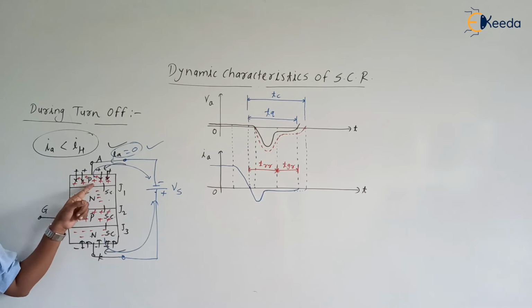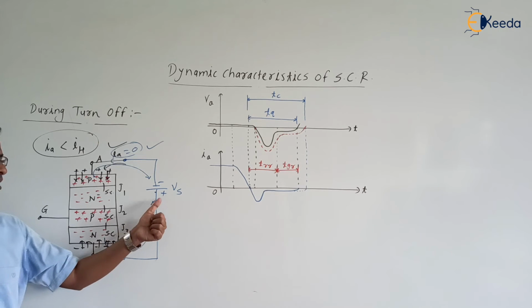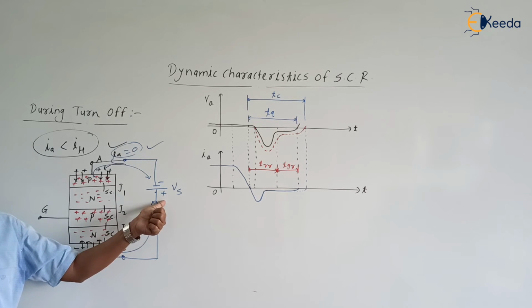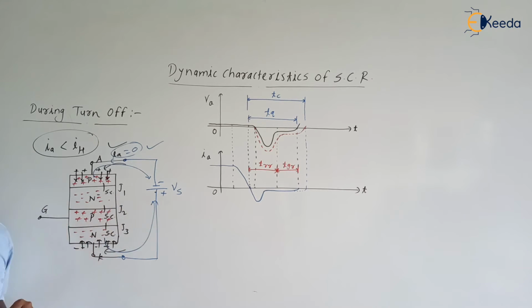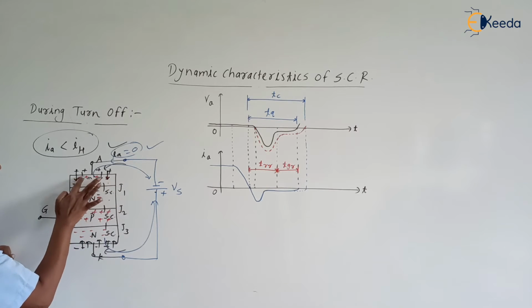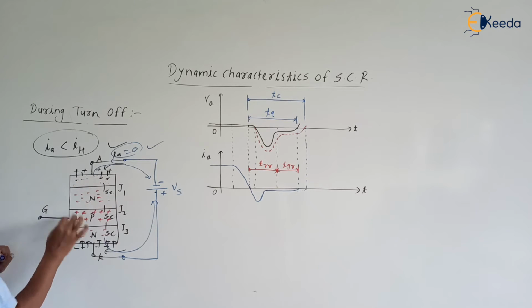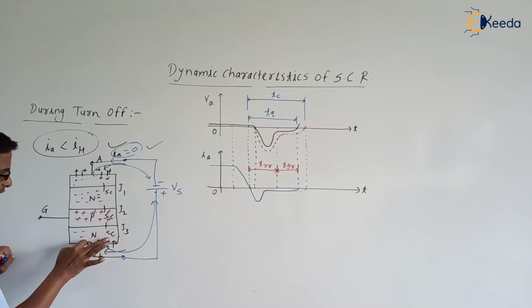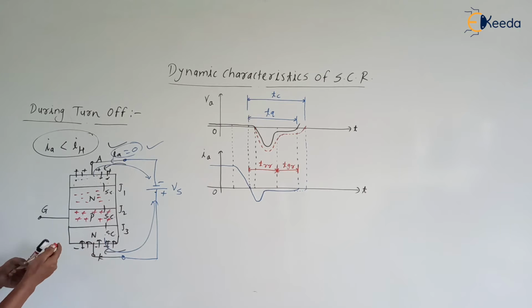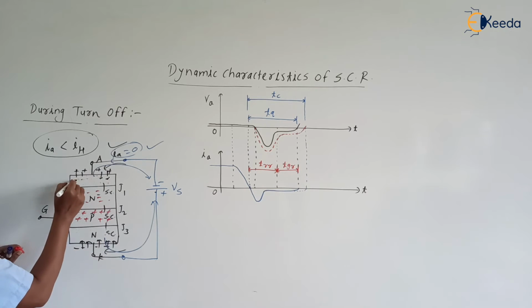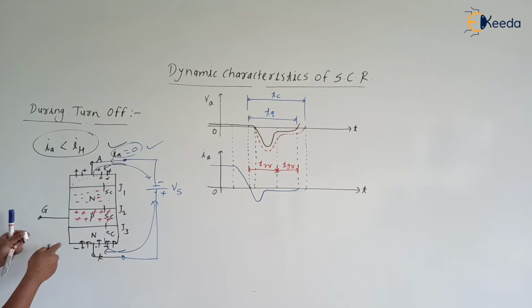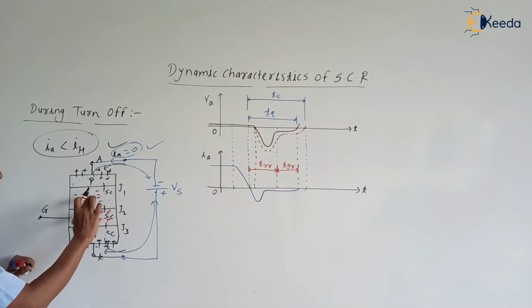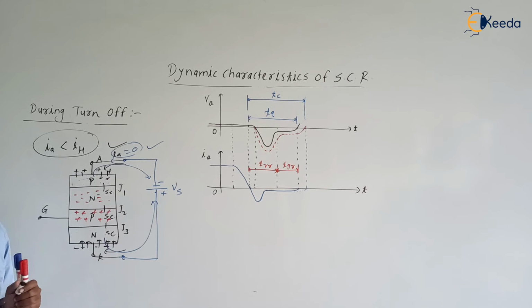For removing the added charge carriers from the outer 2 layers, we have connected the reverse voltage across the SCR. We have maintained the reverse voltage across the SCR. The added charge carriers from the outer 2 layers can be removed by maintaining the reverse voltage across the SCR, right? Next, how can the added charge carriers from the inner 2 layers be removed?